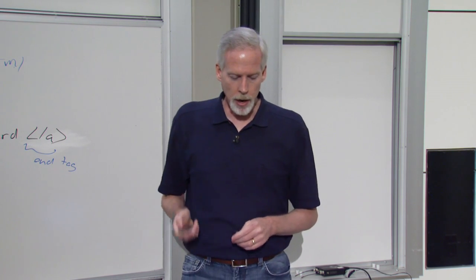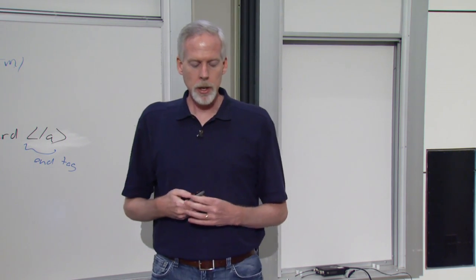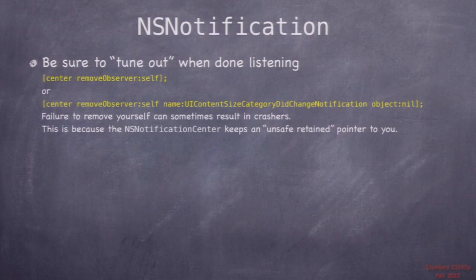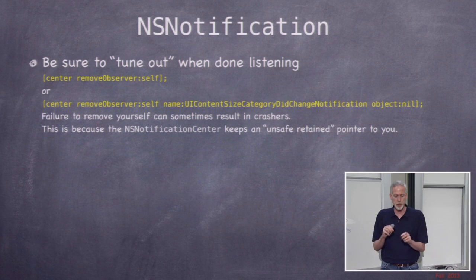Okay. All right. So another thing to understand is when you're done listening, tune out, turn your radio off. Okay, and you do that by sending a message to the notification center saying remove observer. And you can remove yourself as an observer of all radio stations with the first one, or you can just remove yourself from listening to certain radio stations, by specifying the name of the radio station and who the sender is you don't want to listen to anymore.